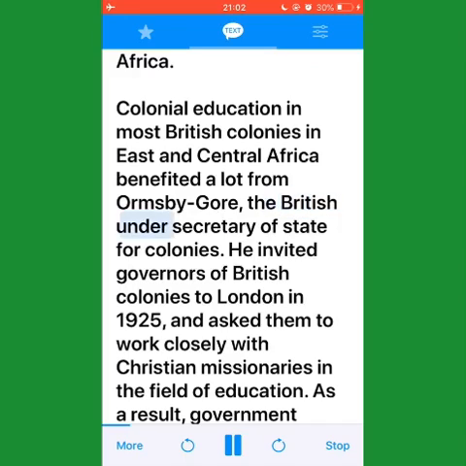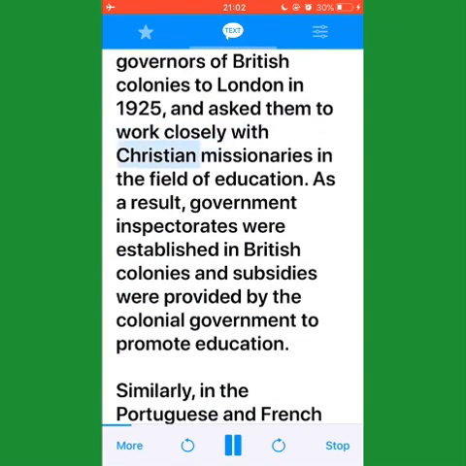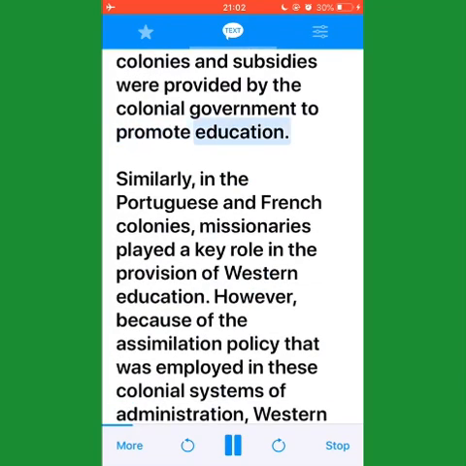Colonial education in most British colonies in East and Central Africa benefited a lot from Ormsby Gore, the British Under-Secretary of State for Colonies. He invited governors of British colonies to London in 1925, and asked them to work closely with Christian missionaries in the field of education. As a result, government inspectorates were established in British colonies and subsidies were provided by the colonial government to promote education.